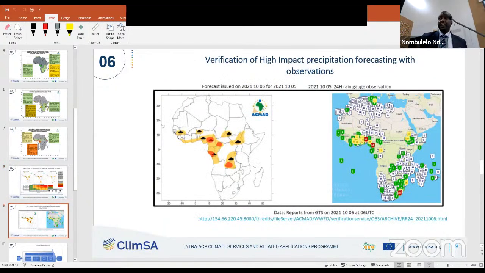We also do verification. That's the time to see what we predicted versus what we observed. These are the kind of maps we produce every day, to see what we predicted versus what we have observed. The slide shows one case where you can see some red. In the observation map, we can see some threshold colors. Green means light, from yellow it's moderate, and red is where we recorded more than 50 millimeters in the last 24 hours, which we assume can cause damage and impact the lives of the population.